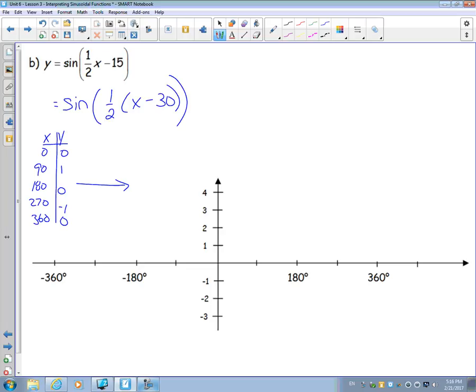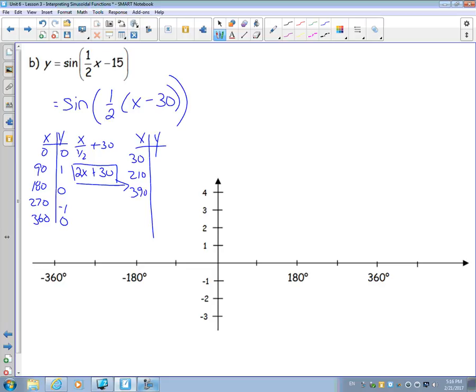Okay, everything's dealing with the x's this time. Everything's inside the brackets. So we've got to do x divided by a half, which is the same thing as 2x. And then we have to add 30. So I'm going to do 2x plus 30. New table. So 30. 2 times 90 is 180, plus 30 is 210. 2 times 180 is 360, plus 30 is 390.